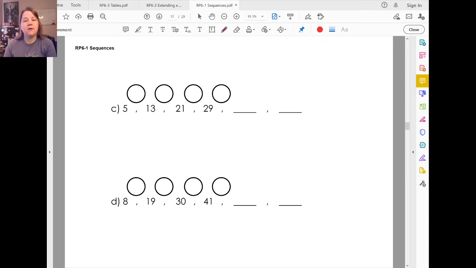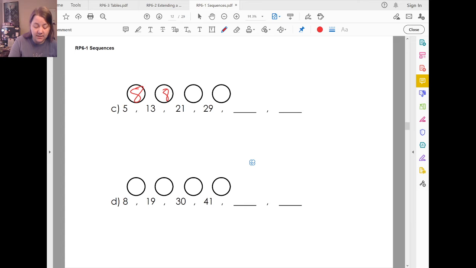More patterns. Go ahead and give these a shot. Pause the video and then come back. Welcome back. From 5 to 13, that's going to change by, well, it's probably going to be 8. 13 to 21, also 8.